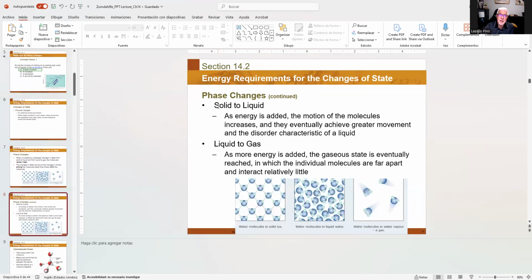And during the change from the solid to the liquid, as energy is added, the motion of the molecule increases because in the solid state they are fixed in one place. But when they go into the liquid state, the molecules are not in fixed position. The molecules can move freely. And then when you go into the gas state, the molecules are so apart one from the other that they can move randomly.